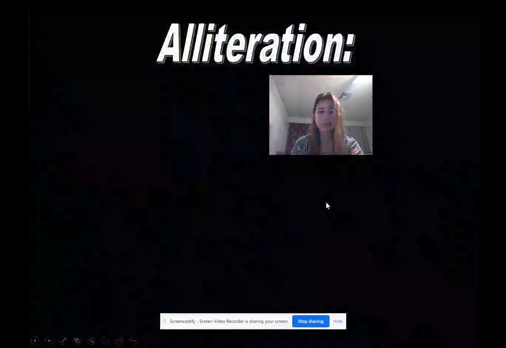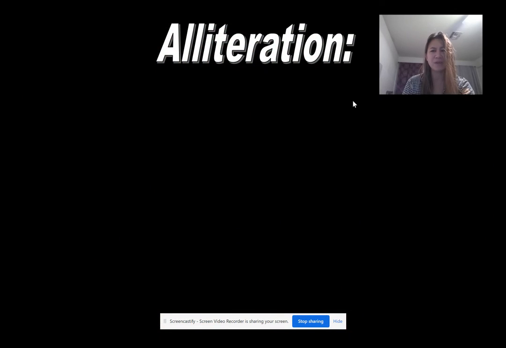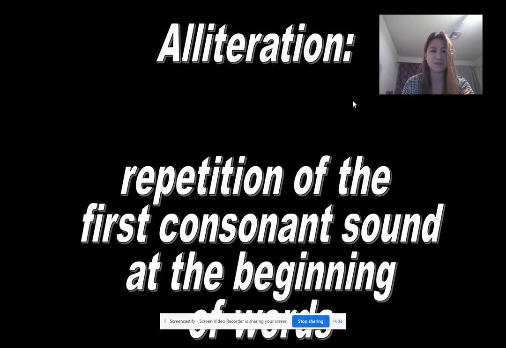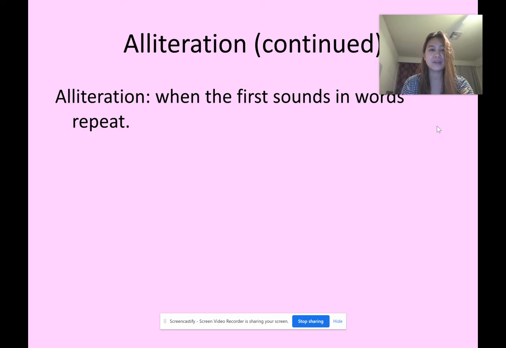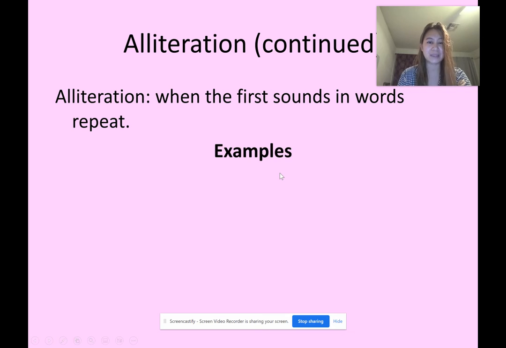Next, we have alliteration. This one for me is another easy literary device. So what is alliteration? It's a repetition of the first consonant sound at the beginning of words. What are the consonants in the alphabet? We have B, C, D, F, G, and the other letters of the alphabet except A, E, I, O, U. Those are the consonants. If we have the repetition of the first consonant sound, we call the literary device alliteration. So alliteration is when the first sounds in words repeat.